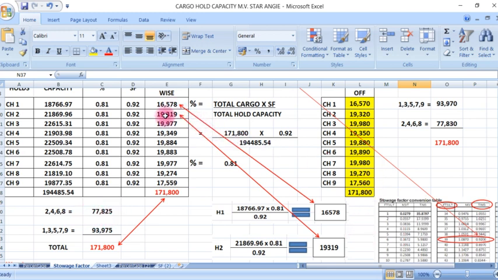But then we have to round this up, because it is more convenient to load with these rounded-up figures. So in number 1 you get 6570, number 2 you get 319,320, and number 3 you get 19,800, and so forth. Then you get a total of 1780, and holds 1, 3, 5, 7, 9 you get 93950, and holds 2, 4, 6 you get 77. So look at the difference. In 1, 3, 5, 7, 9 you get only 5 tons difference, and the even holds you get 5 tons difference.